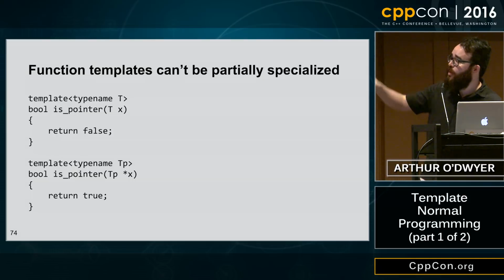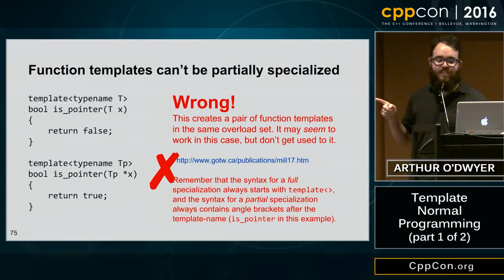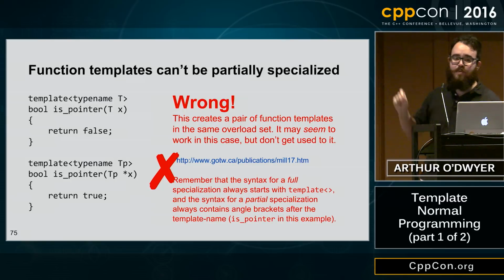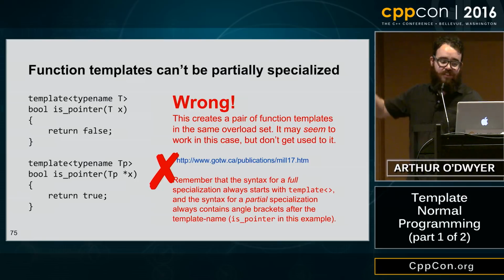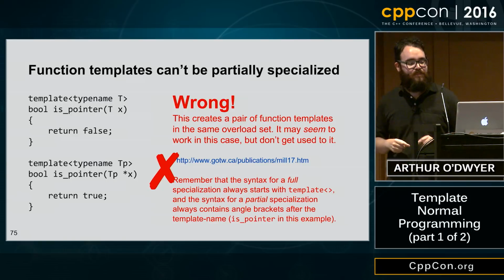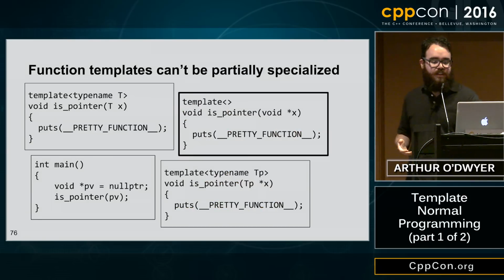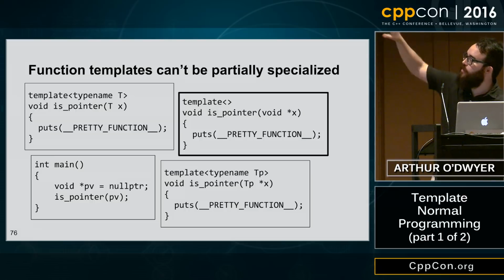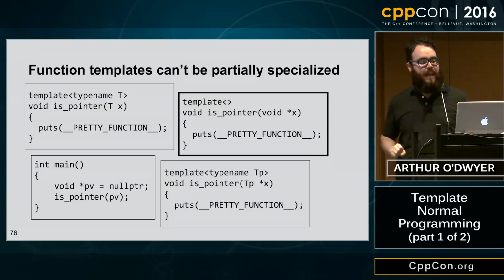If I have something like this, you might think that that's a partial specialization. It is not. Wrong. This creates a pair of function templates in the same overload set. It is not a primary template and a partial specialization thereof. The partial specialization syntax always contains angle brackets after the template name. Always, always, always. And in this case, it does not. And if you try to put them there, you will get a syntax error. And if you don't put them there, you will get this weird behavior where it kind of sort of seems to work until you get into a complicated case like this where I've put little snippets of code in different orders, or not in a particular order, because if you put them in different orders, you get different behavior.